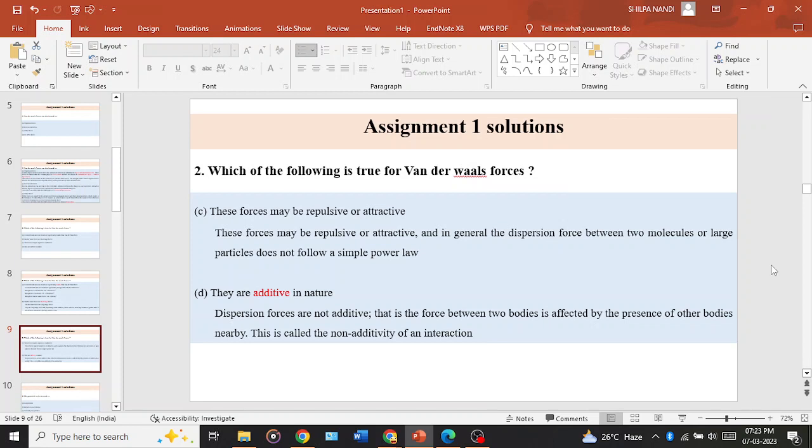And lastly, they are additive in nature, which is again not true, as these forces are non-additive in nature. That is, the force between the two bodies is affected by the presence of other bodies nearby. So this is called the non-additivity of an interaction.